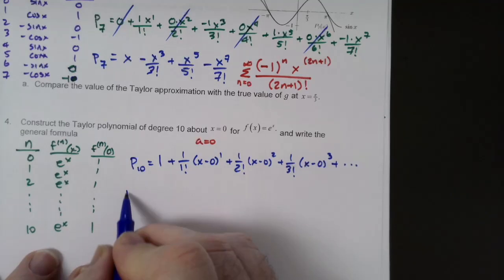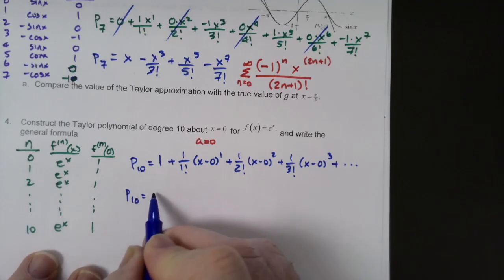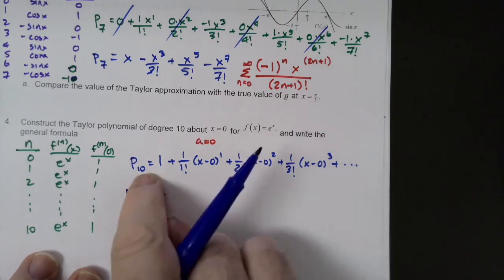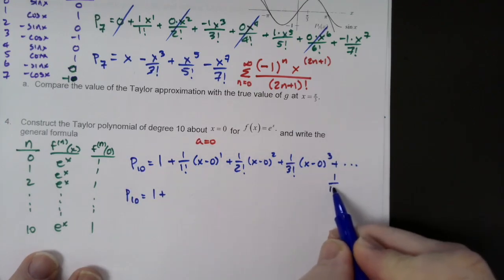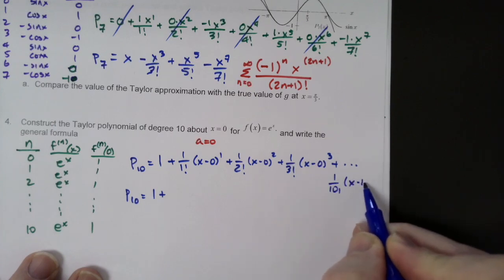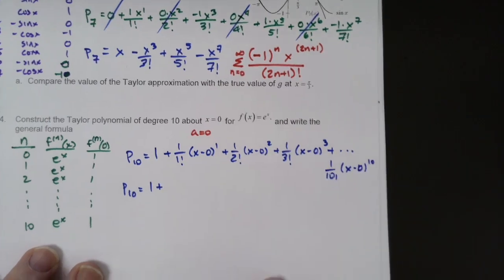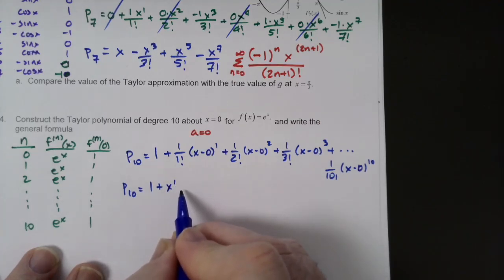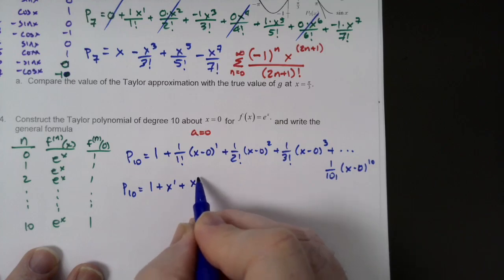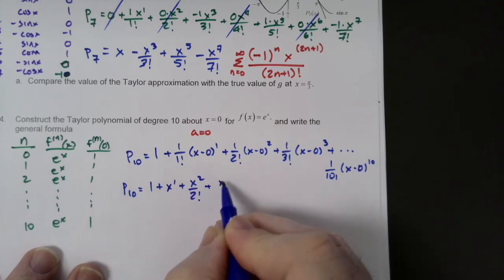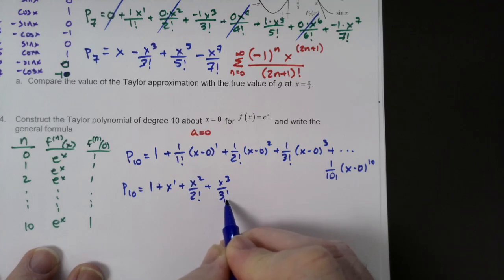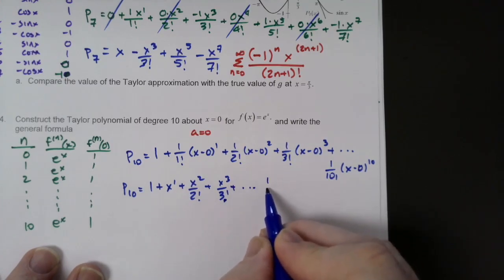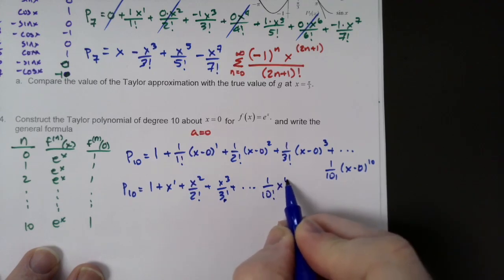which obviously is going to simplify to just 1 plus, and I guess I should have shown that I'm stopping here since this is the 10th, 1 over 10 factorial times x minus 0 to the 10th power. So what's this simplified to? X to the first plus x squared over 2 factorial plus x cubed over 3 factorial plus dot dot dot all the way up to 1 over 10 factorial times x to the 10th.